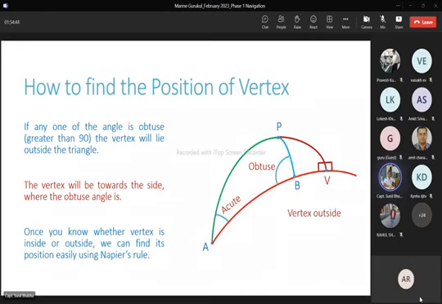Go ahead, Ankit. Sir, if in some question we don't have to find the initial and final course, is there a way that we can find the vertex position? No, beta. For finding where the vertex is, you will have to get the initial and final angles. The angle A and angle B, you will need to calculate them. Even though the question does not require it, you will still have to calculate these angles. Okay, sir. Thank you, sir.